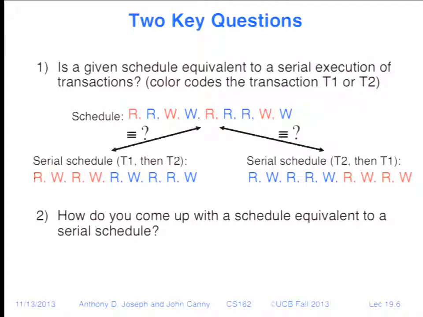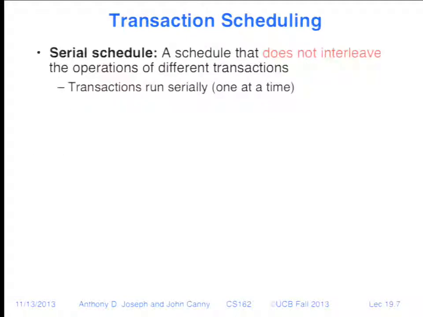So how do we figure out if one of these general schedules is equivalent to a serial schedule? We looked at some ways of doing that last time. We'll just quickly review that and look at a slightly more abstract way of doing the same thing. So if you recall, a serial schedule is some scheduling of reads and writes that doesn't interleave the writes or reads from two different transactions. So essentially, you're running one after the other.